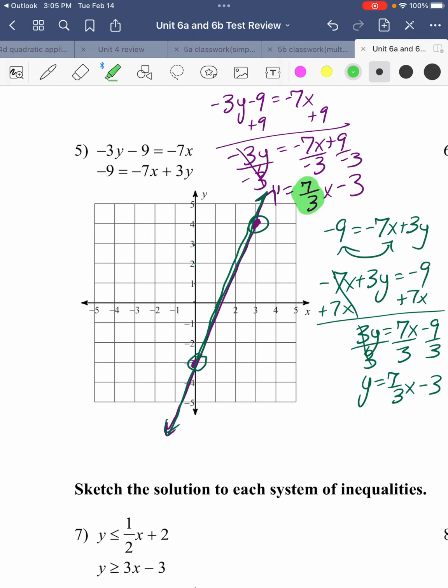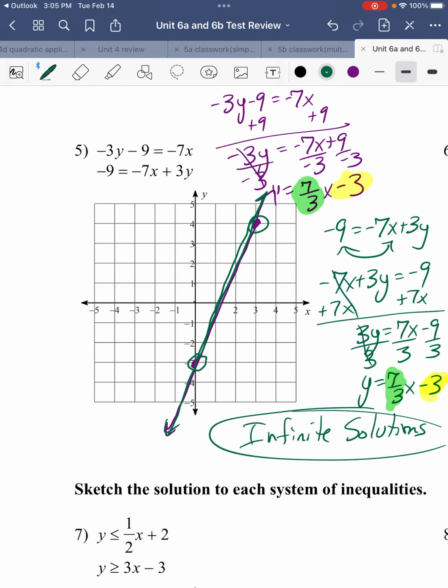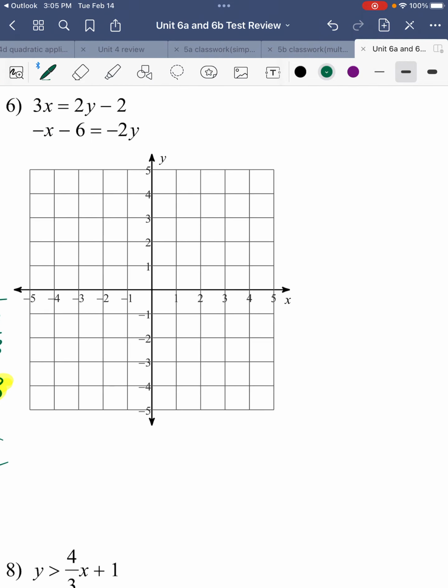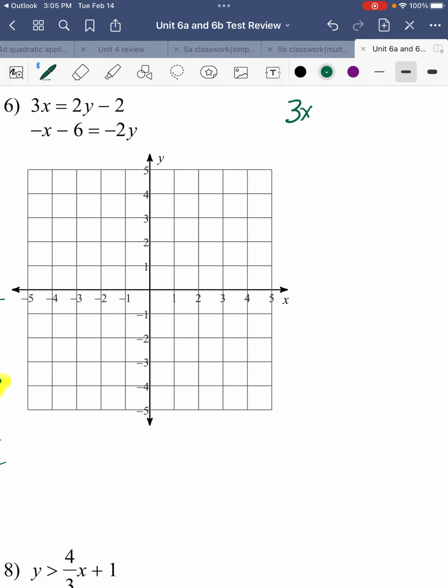If you look at the equations, we could have told that. Same slope and same y-intercept. That would be infinite solutions. All right, moving on to the next problem.